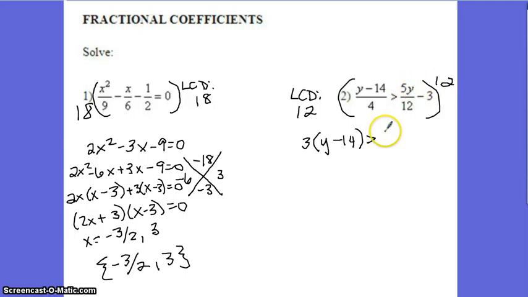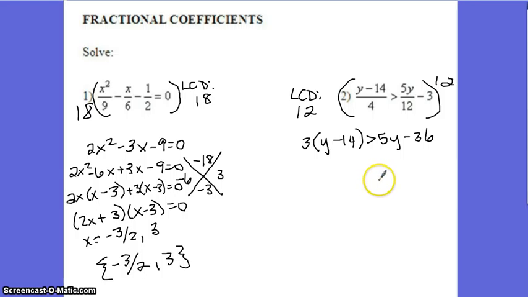12 divided by 12 is 1, so 5y would stay just 5y. And then don't forget to multiply your terms without fractions by that LCD number. Negative 3 times 12 is negative 36. And continue on solving down from there.